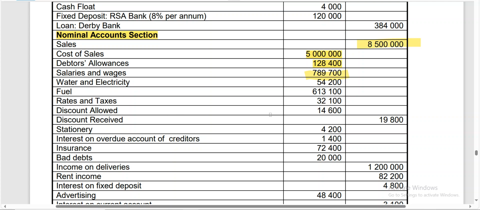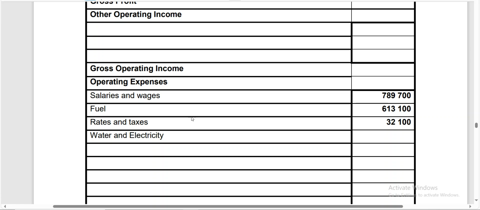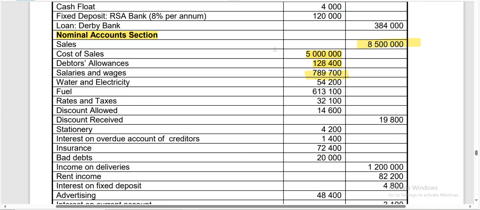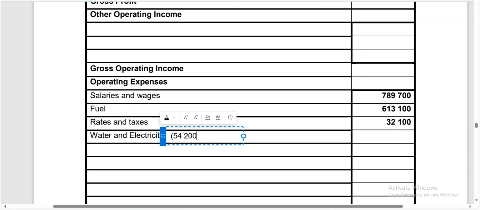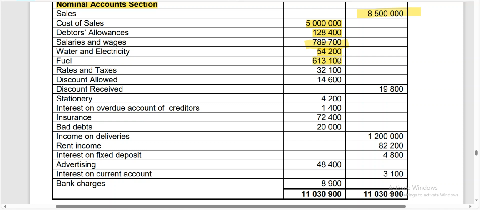And then next, we have water and electricity for 54,200. So water and electricity, they didn't enter it for us here, so we are going to enter it here. So the answer is 54,200. And then from there, we're going to move to the next one. We have fuel for 613,100. So if you check here, that 613,100 has already been recorded for us, so we are just going to highlight it. And then next, we have rates and taxes for 32,100.